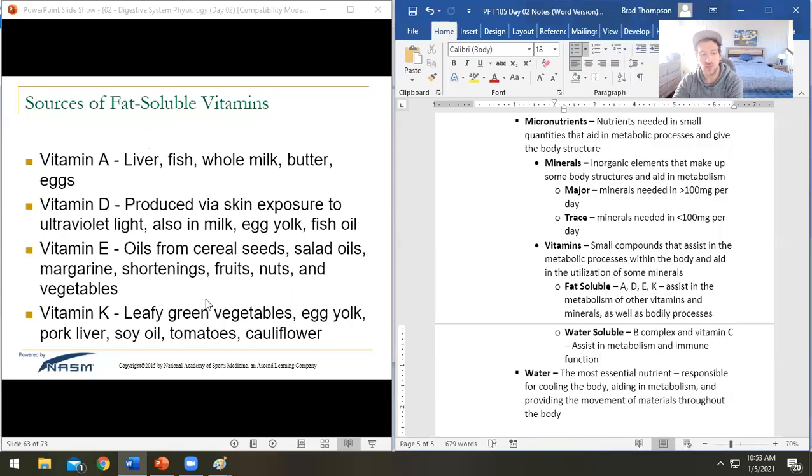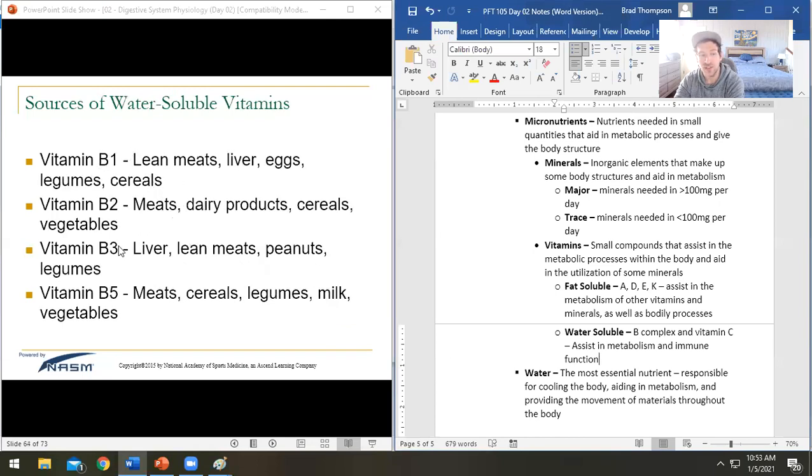Here's some good sources of these vitamins. You don't have to worry about this, by the way. This will come up in later classes in much better versions than this. But you can find A in liver, fish, milk, butter, things like that. D is going to be found in things that are exposed to ultraviolet light, so like egg yolks, fish oils, and milk. You're also going to get tons of vitamin D by going out into the sun. That's why this one's referred to as the sunshine vitamin. So if you want to get vitamin D, go for a walk. Vitamin E, cereals, vitamin K, leafy greens.